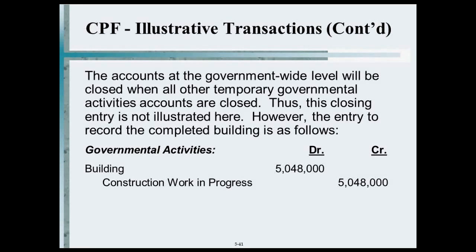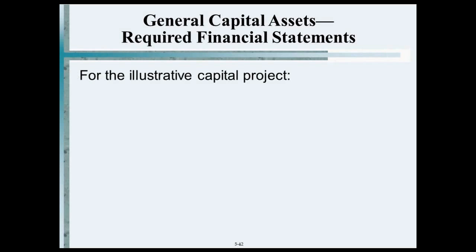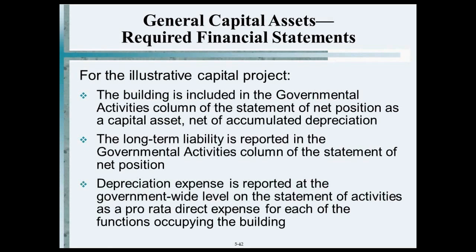Okay. So now everything's completed. What happens at the governmental activities level? You need to take the construction work in progress and capitalize it all into a building. The project's done, and what does it cost? $5,048,000, and it comes in as a building. Okay, couple of things here. Building is of course included in the net position of capital assets, net of accumulated depreciation. The liability is reported also, and any depreciation expense is calculated.